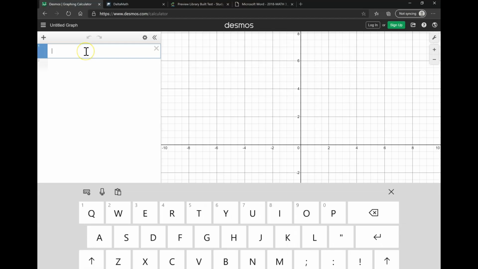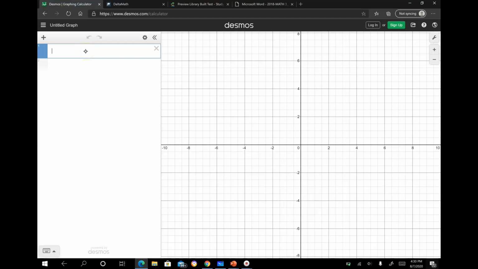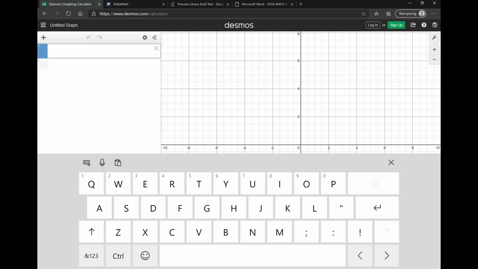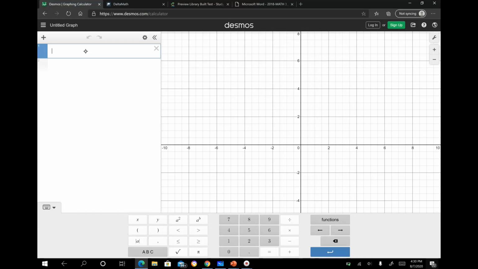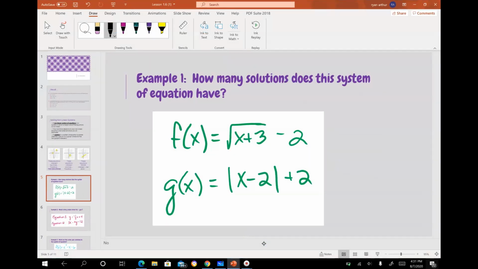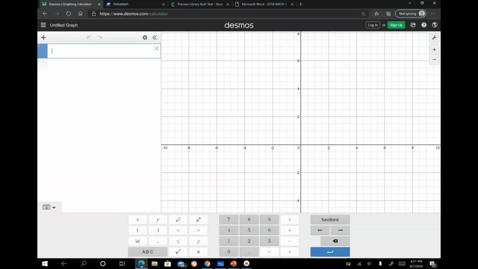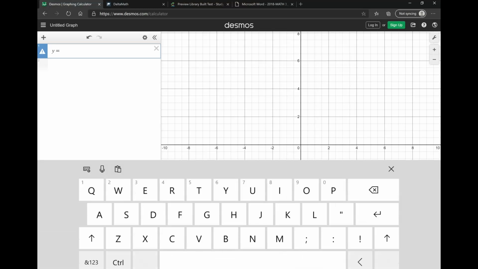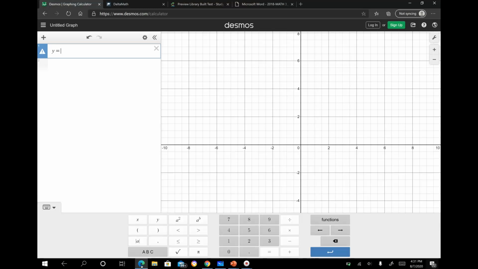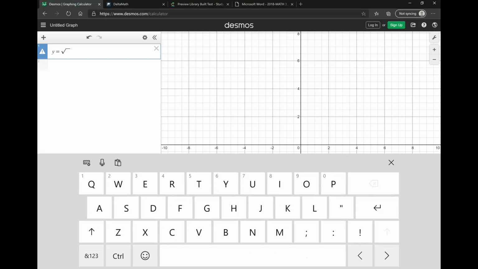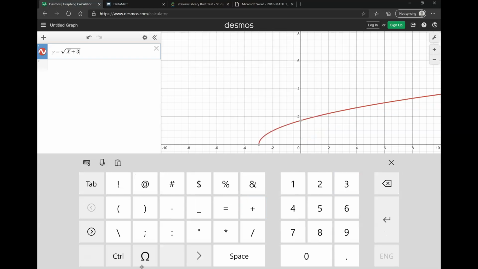So when I come to Desmos, I'm going to type it in exactly how I saw it. Let's see, which one is this one? Okay, so this is the square root one. So you're going to do y equals, and the square root is right here down by your ABCs. So it's the square root of x plus 3, and then I'm going to get out from underneath there, and then it's going to be a minus 2.